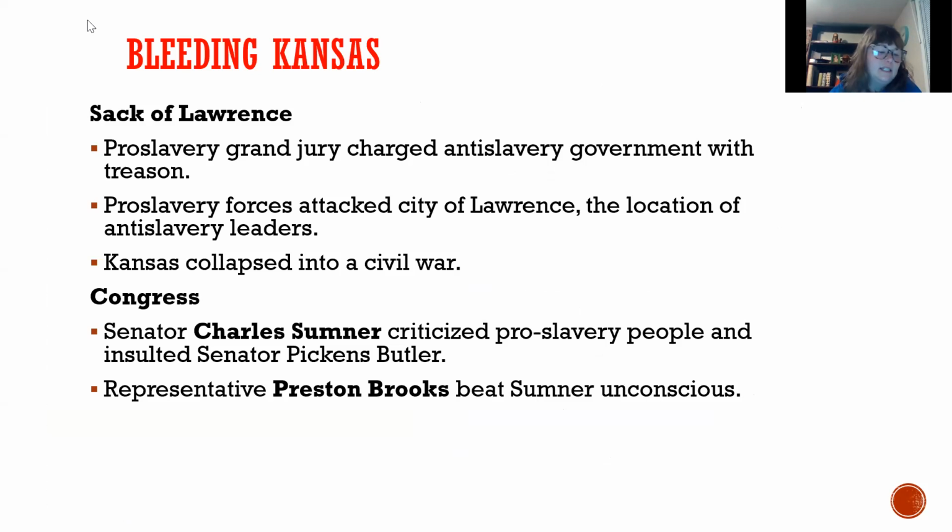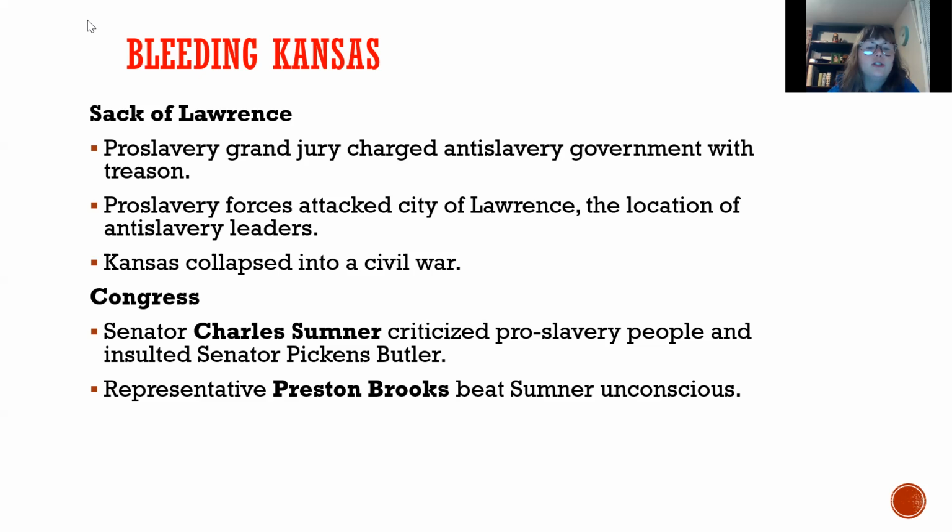So bleeding Kansas is kind of what I was already talking about. Sack of Lawrence. Pro-slavery grand jury charged anti-slavery government with treason. Pro-slavery forces attacked city of Lawrence, the location of anti-slavery leaders. Kansas collapsed into a civil war.